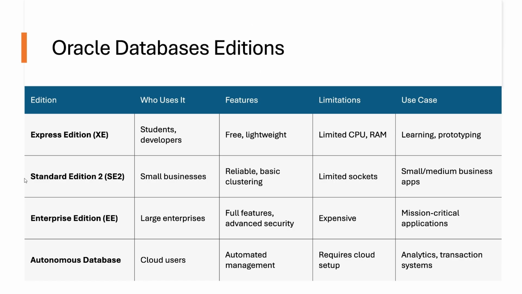Okay, then comes Standard Edition 2, SE2. This is for a small business. If your business is small or medium, you can choose the Standard Edition. If you want reliable database management without much expense, you can choose Standard Edition 2. When it comes to limitations, it has limited sockets. It can support only two sockets.